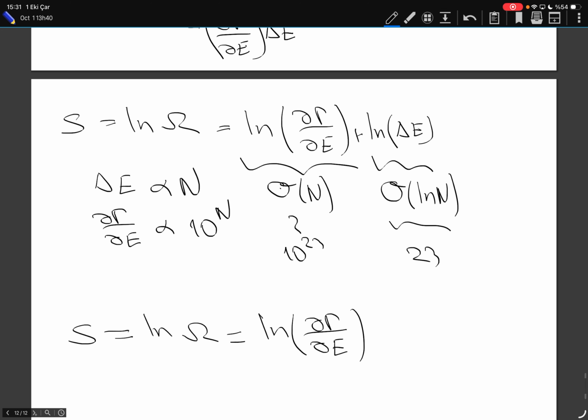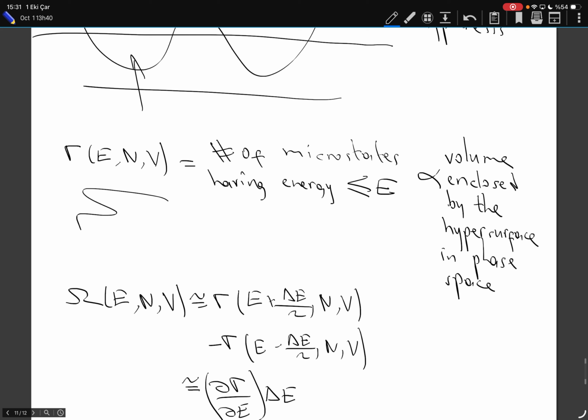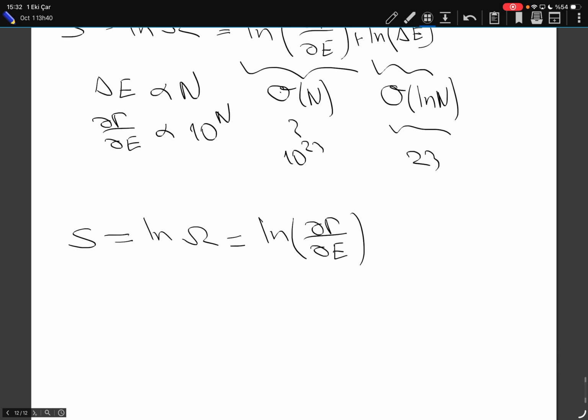So if I can calculate the volume, which you will see will be easier, then I know the entropy. Just take the derivative of the volume with respect to energy, take the logarithm, we are done. There's still this question of the proportionality constant. You see, this gamma I will calculate as proportional to volume. I don't know the proportionality constant. I need quantum mechanics to fix that. But I will calculate the volume, take the derivative of the volume with respect to energy, take the logarithm, and that will give me the entropy.